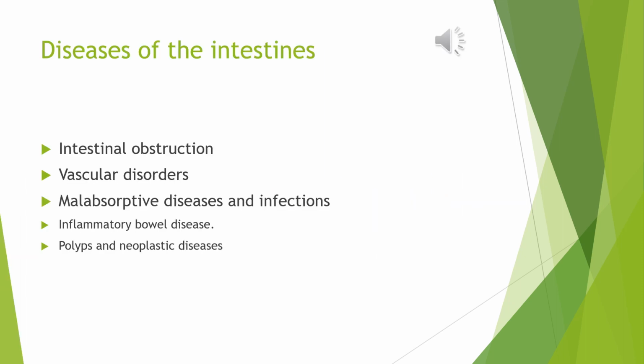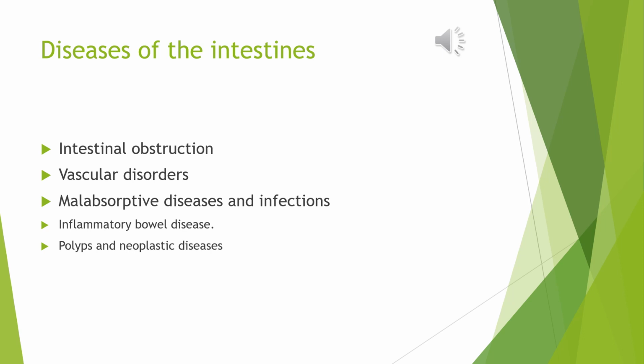So we have a long list of diseases that can affect the intestines, whether the large intestine or the small intestine, and they are subdivided into these subcategories. Intestinal obstruction, which is a very common manifestation seen in the emergency rooms, sometimes in kids and in adults. Vascular disorders, in which we will discuss one of the commonest diseases of the gastrointestinal tract among patients, which is hemorrhoids. And we have the malabsorptive diseases.